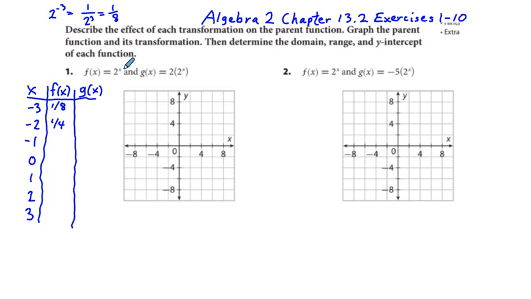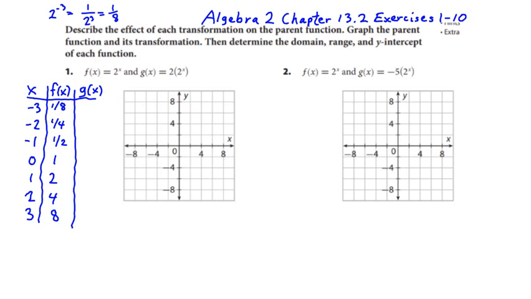If we put in 2 to the -1 power, we're going to get 1/2. And 2 to the 0 power is 1. 2 to the first power is 2. 2 to the second power is 4. And 2 to the third power is 8.